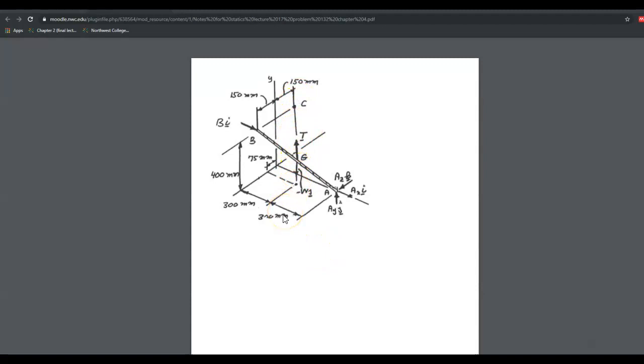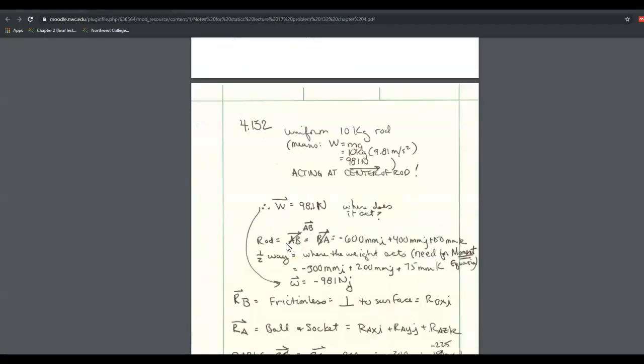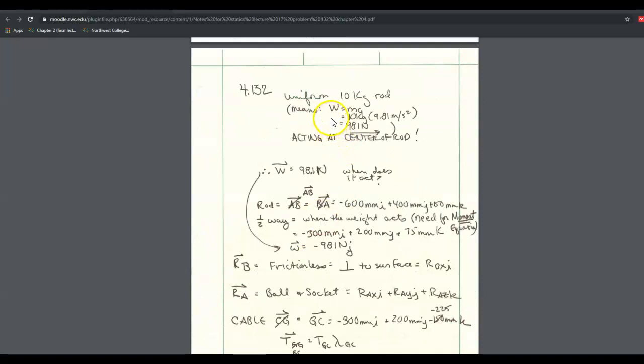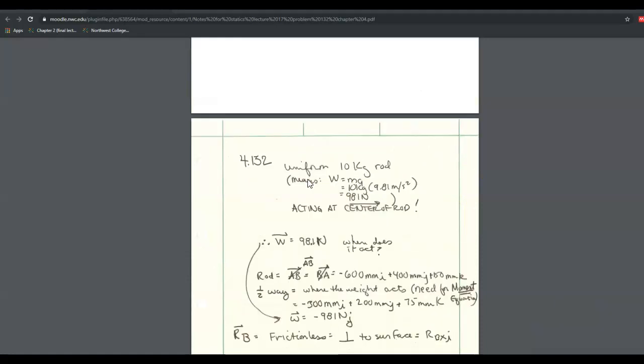Now, in the problem, it tells you that the rod is a uniform rod of a mass of 10 kilograms. What that means is that the weight of the rod acts from the center of the rod. So the first thing we can do is to calculate the weight, which is 10 times 9.81, or 98.1 newtons. And the next question is, where does it act?